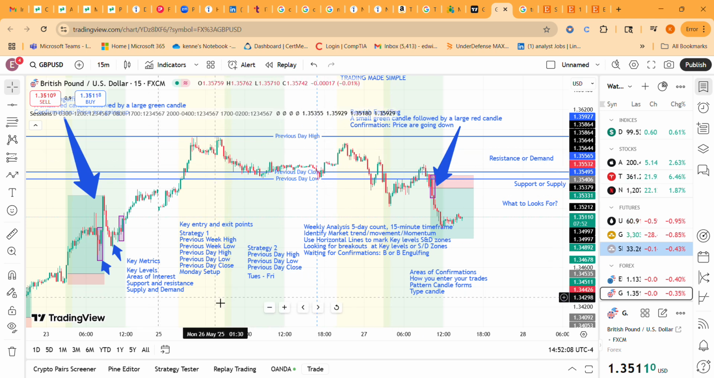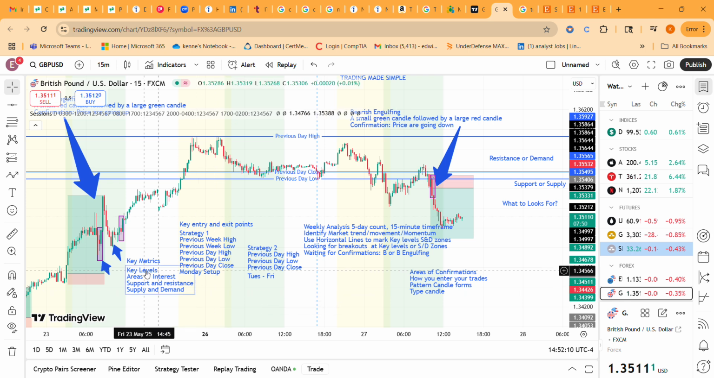Also remember that whenever your prices break above any of your support or resistance areas, you're either going to buy or you're going to sell. That's the strategy. It's a very simple strategy, as I mentioned.